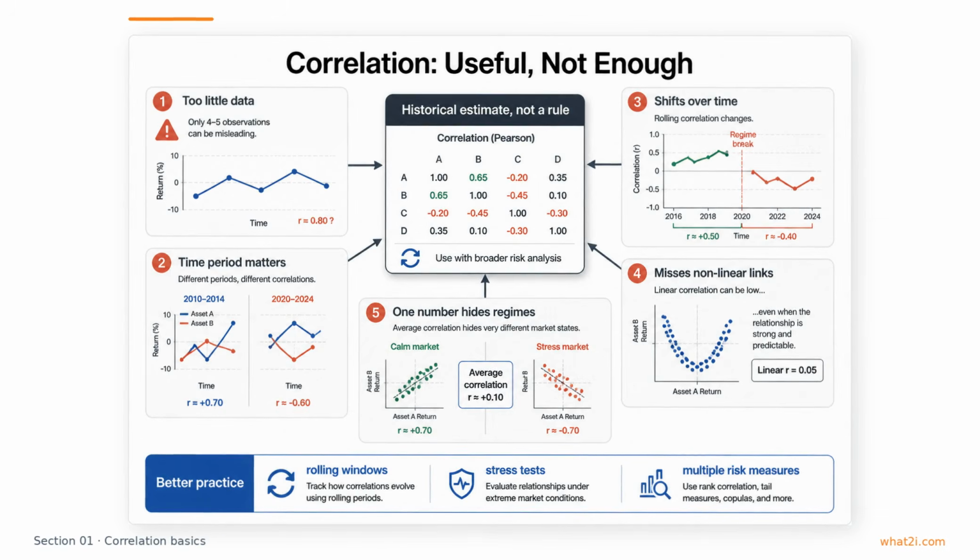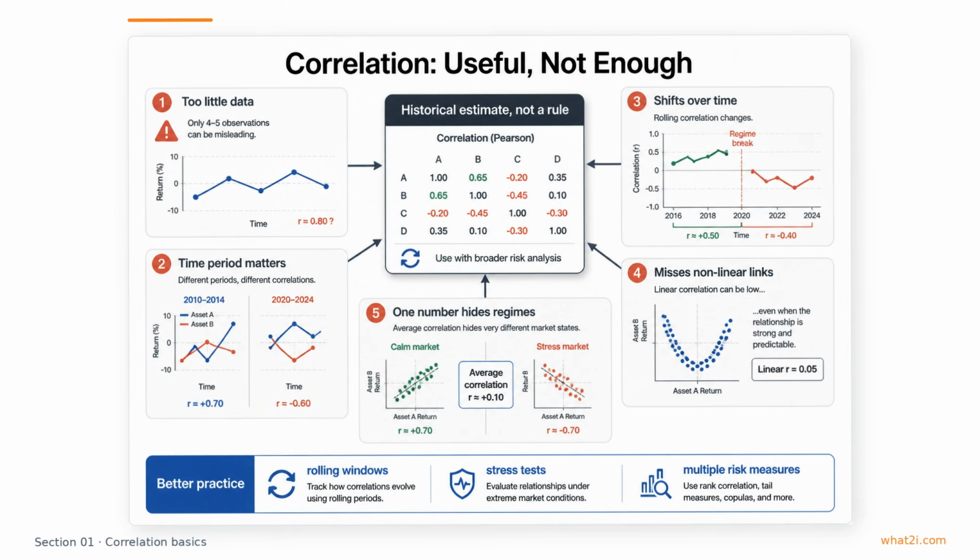Correlation is useful, but it has clear limits and investors often misuse it. With too little data, the estimate can be noisy and misleading. The result can also change a lot depending on the time period you choose, especially if one market regime is very different from another. Correlation can shift over time, and a single average number can hide those shifts. It also misses nonlinear relationships, so two assets might be connected in ways a simple linear statistic does not capture. In practice, correlation works best when combined with rolling analysis, stress testing, and other risk measures rather than treated as a complete answer by itself.